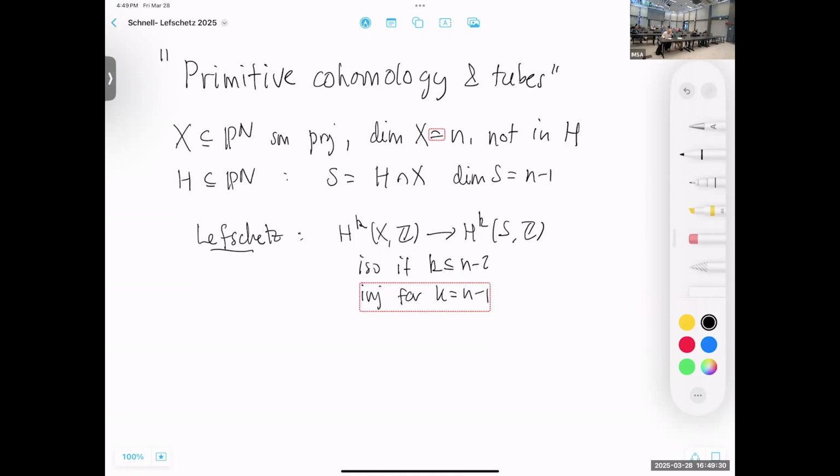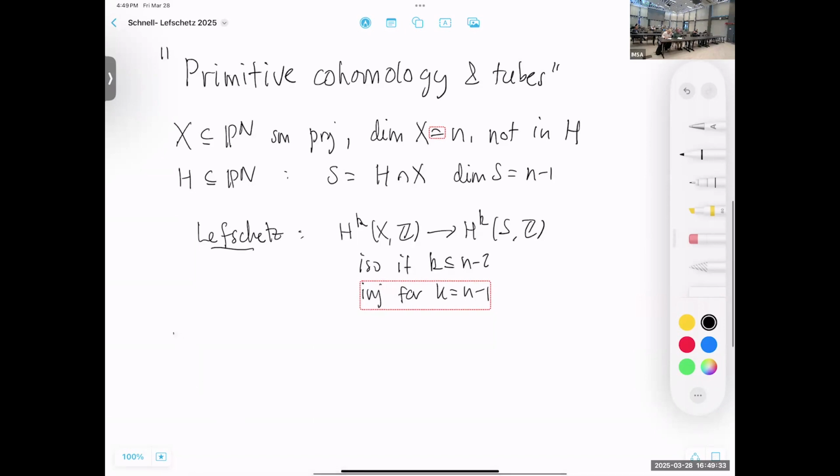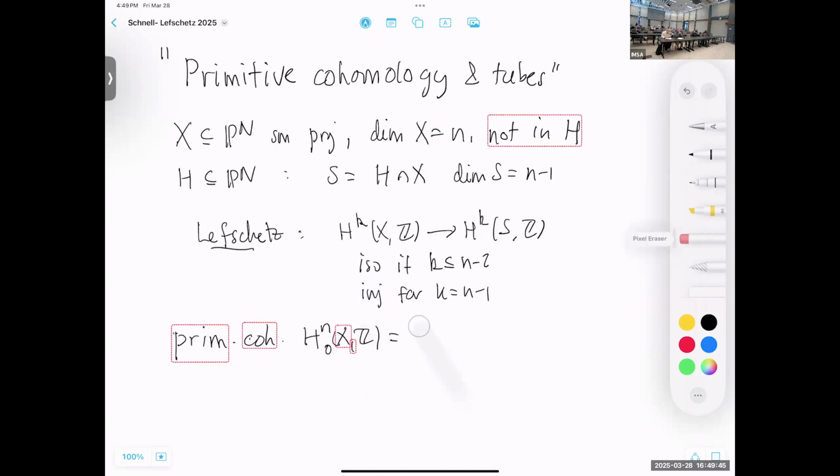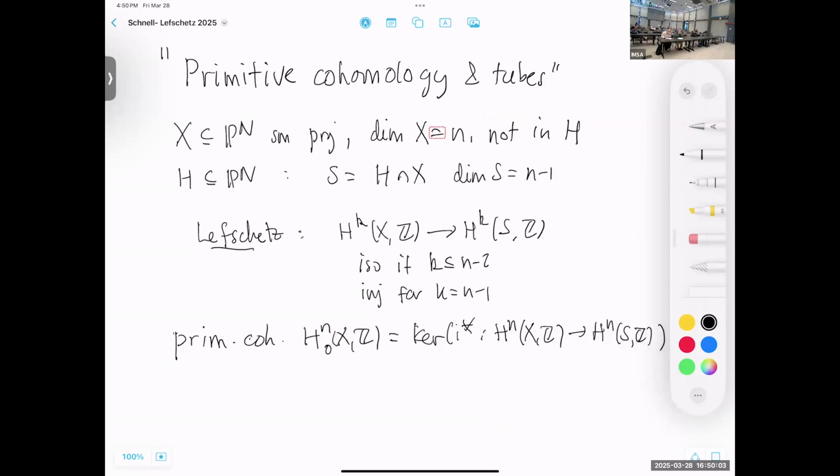So the two pieces are, I have the primitive cohomology. This is the cohomology of X in degree n, and I'll indicate the primitive by a 0. So this is the kernel of the restriction map from H^n(X, Z) to H^n(S, Z). That's the part of the cohomology of X that I cannot see in terms of S.